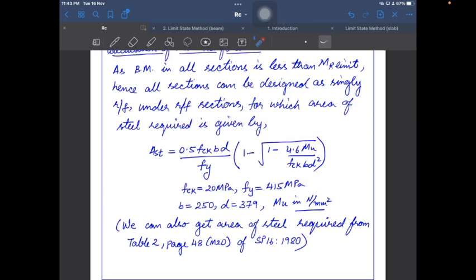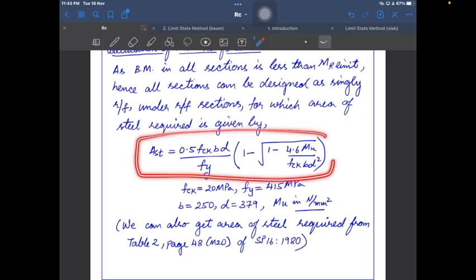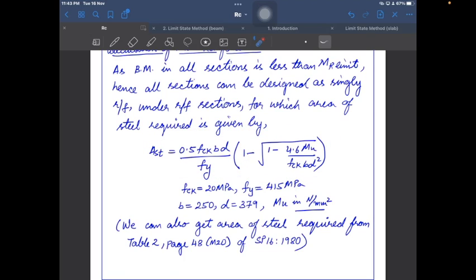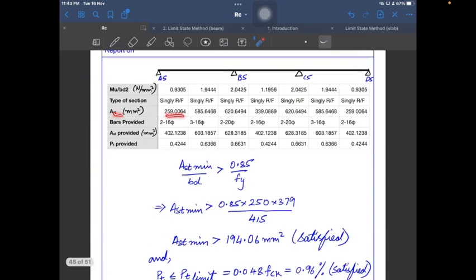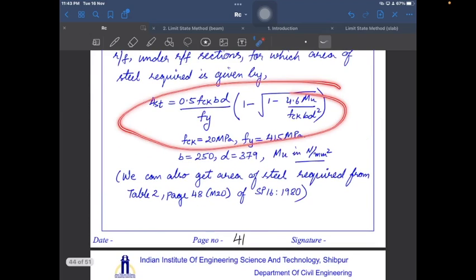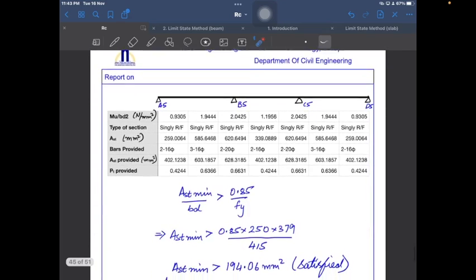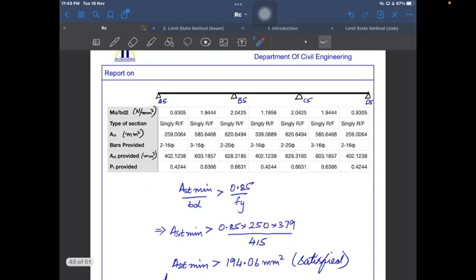In the Devdas Menon book, a similar formula is there, but for PT, not for AST. If we convert that PT formula into AST, we are going to get this formula only. So using this formula for AST, I have calculated my direct AST required. I did not refer to SP16. You can do it using this formula, or you can refer to SP16, that is up to you. The difference will be minimal.